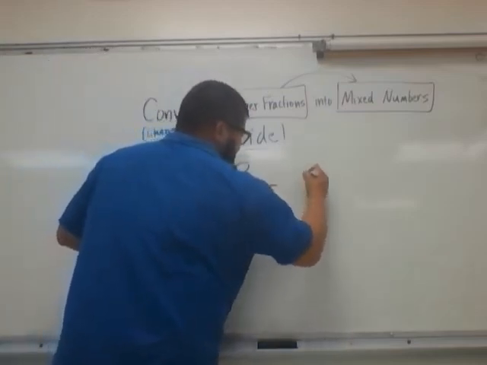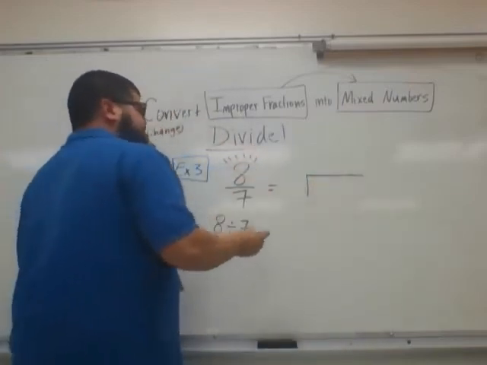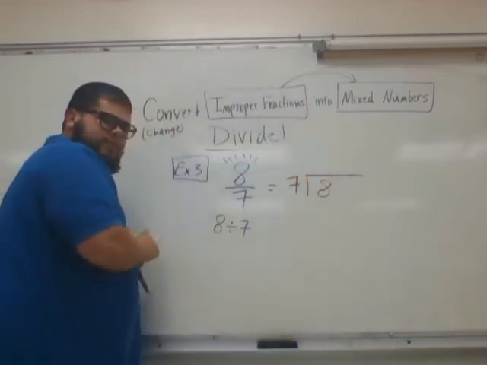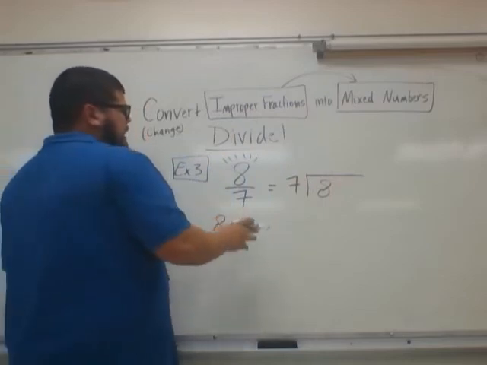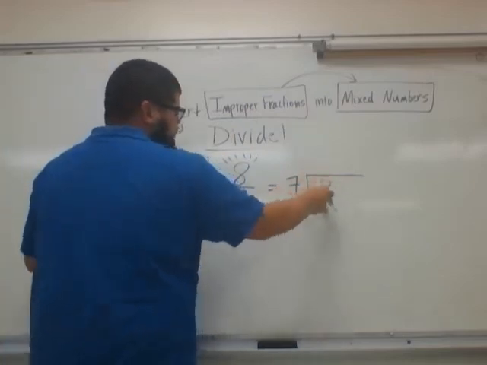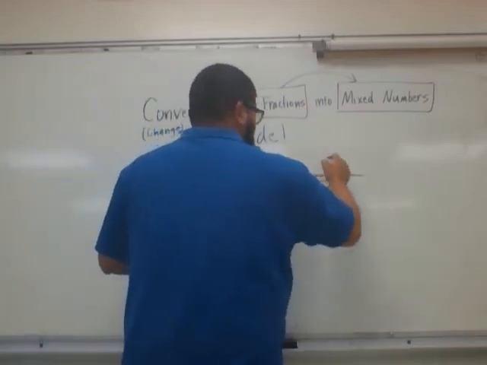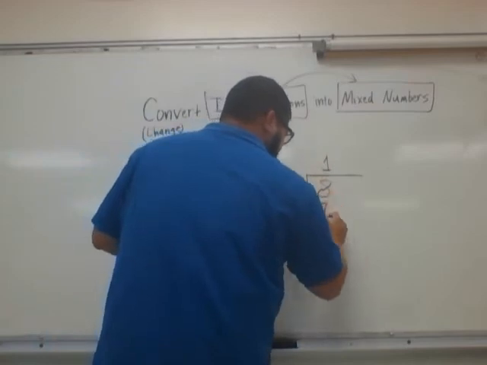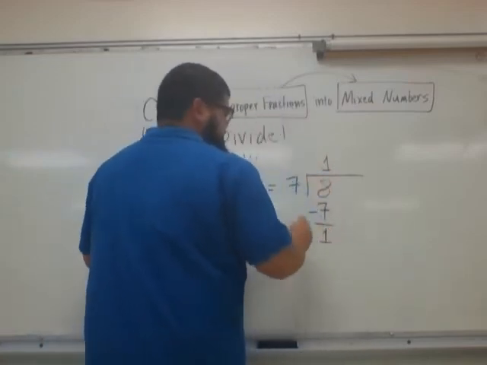Same idea here. 8 is getting rained on. Where does it want to go? Inside. 7 on the outside. 7's crazy, right? Now, how many times will 7 go into 8? 1 time, right? 7 times 1, we get 7. 8 minus 7, we get 1.